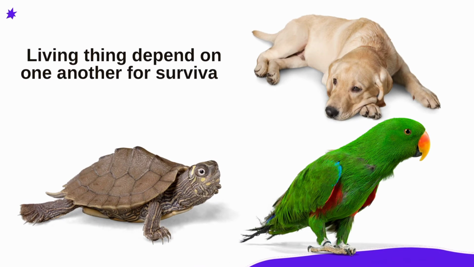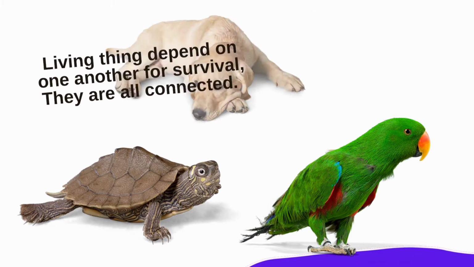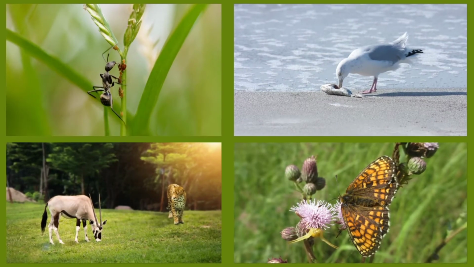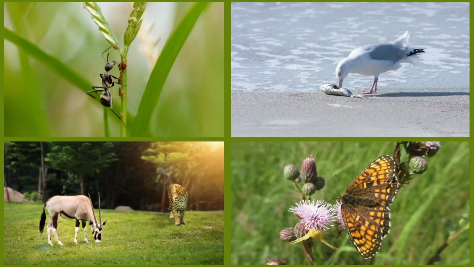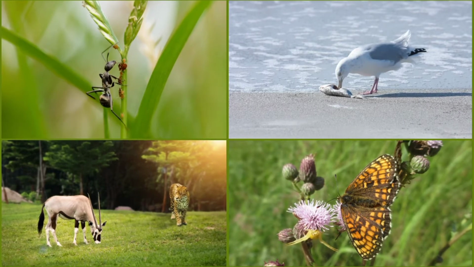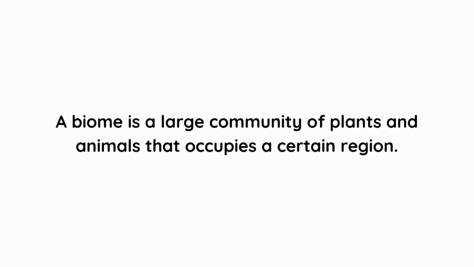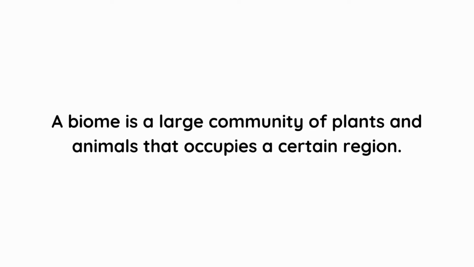The first thing you must know is that living things depend on one another for survival. How do they depend on one another? No living thing can survive on its own, is it not? Yes. Plants depend on soil nutrients, is it not? Animals depend on plants, and other animals depend on animals to survive, is it not? All living things must eat, is it not? Yes.